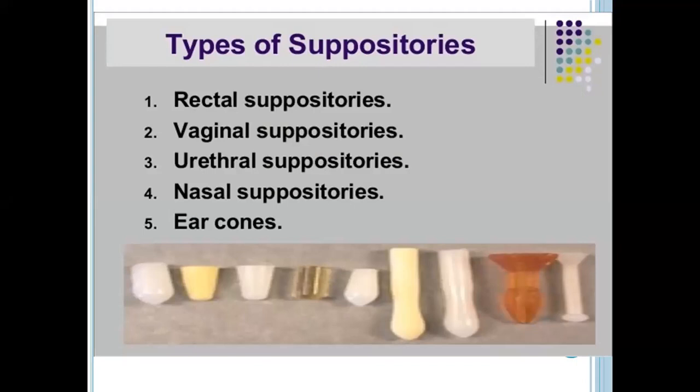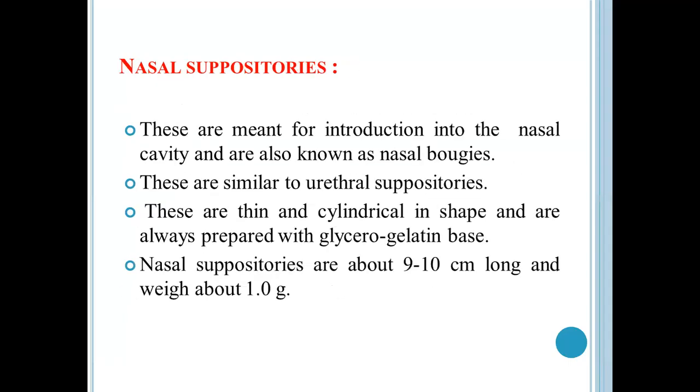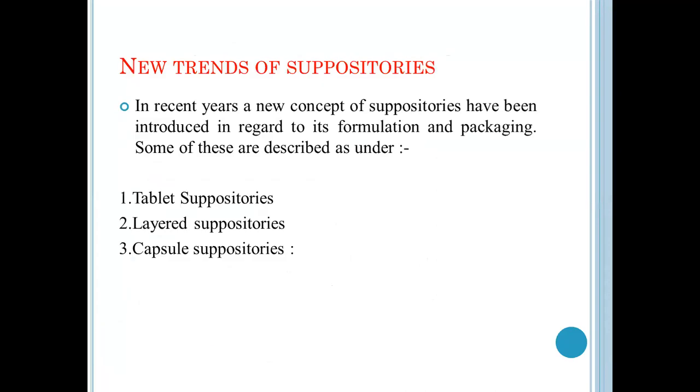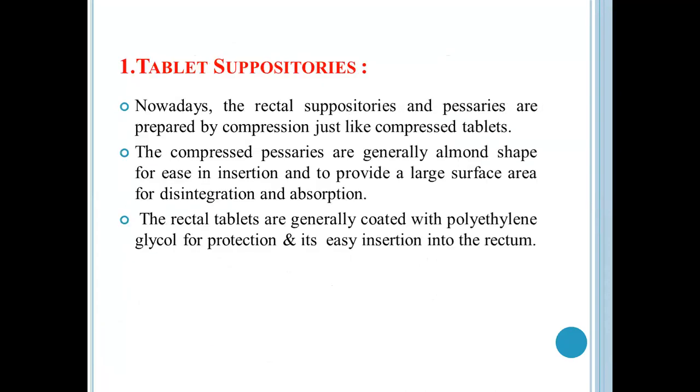Rectal suppositories are inserted into the rectum, vaginal suppositories into the vaginal cavity, urethral suppositories into the urethra, and then there are nasal suppositories and ear cones. These are the different types of suppositories. Newly marketed suppositories have newer concepts, such as tablet suppositories, layered suppositories, coated suppositories, and capsule suppositories. Let's see the newer concepts, first one being tablet suppositories.